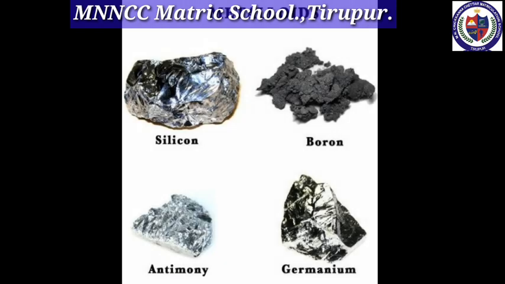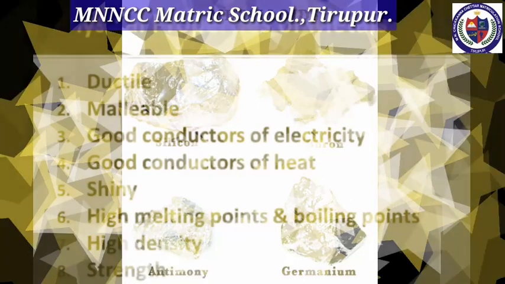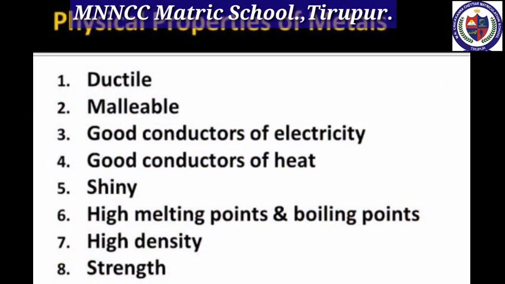An element can be identified as metal or non-metal by comparing its properties with the general properties of metals and non-metals. In doing so, we find that some elements neither fit with the metals nor with the non-metals. Such elements are called semi-metals or metalloids. For example, silicon, boron, antimony, germanium. So first we move to metals. Examples of metals: iron, copper, gold, silver, etc.